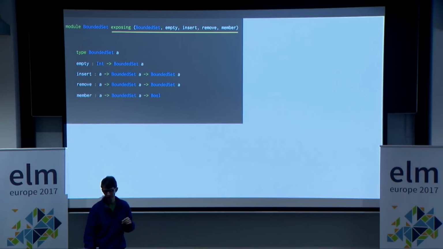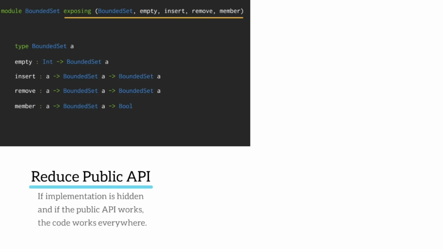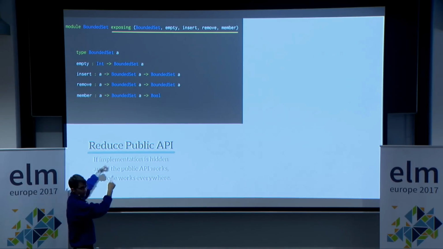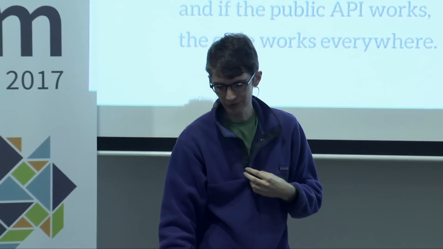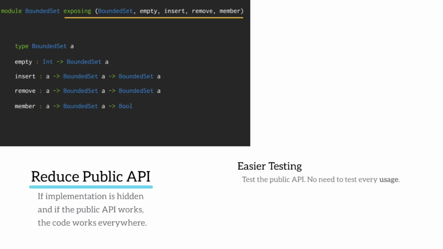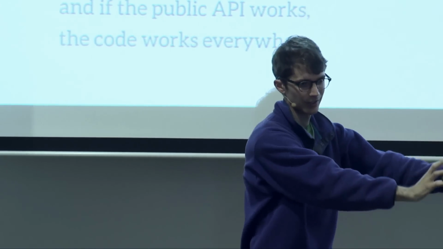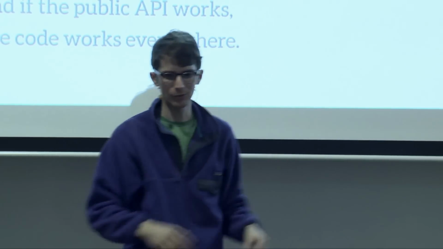So I want to point out two little benefits that come from this. If you reduce the public API to your module, if the implementation is hidden, and if the public API works, the code works everywhere, right? So if I try to break this code by messing with these functions and I can't do it, anyone else who uses this code won't be able to do it either. This is really nice for testing, because it means you can test the public API very extensively. And that doesn't mean you have to test every particular usage, right? Using this data structure somewhere doesn't mean I can introduce bugs into that data structure retroactively. If it works, it's going to work well.